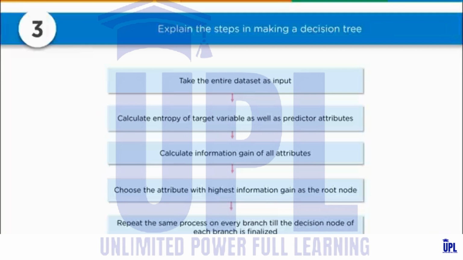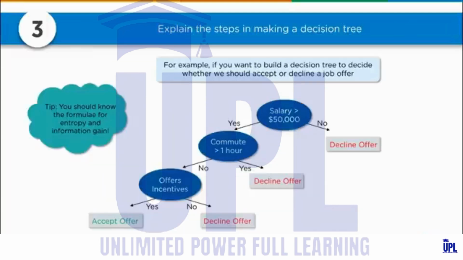So you have your entropy, you have to calculate your information gain of all attributes, and then you choose the attribute with the highest information gain as the root node. So if you can separate your group, and in each group the chaos is lowered, whichever split lowers the chaos the most, that's where you split it, and that's your root node. At that point, you repeat the same procedure on every branch till the decision node of each branch is finalized. So understanding that setup is pretty important as far as decision trees, and you can see here we have a nice visual of a decision tree.